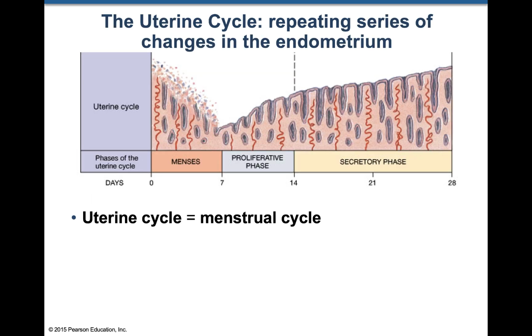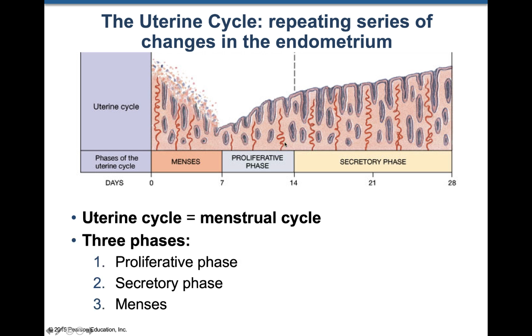So we are going to look at the uterine cycle next. This picture is showing you the endometrial lining, and what's happening in it as a female goes through the cycle. It's going to have 3 phases: proliferative phase, secretory phase, and menses. It's the repeating series of changes in the endometrium. So we're just looking at the inner lining, the endometrial lining.